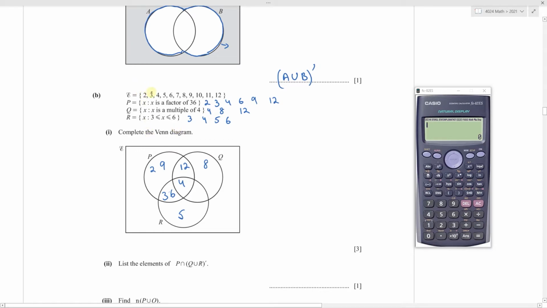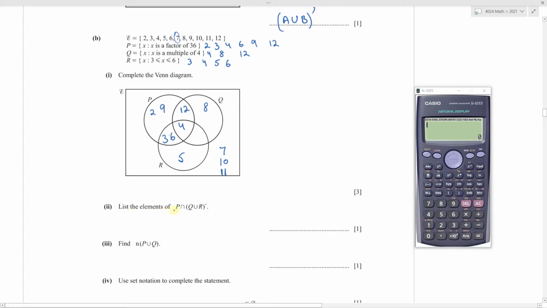2 is written, 3 is written, 4 is here, 5, 6, 7 is missing, so 7 will be outside. 8, 9, 10 is also missing, so 10. 11 is also missing, so 11. And then 12 is already here. So that's how you will complete this Venn diagram.